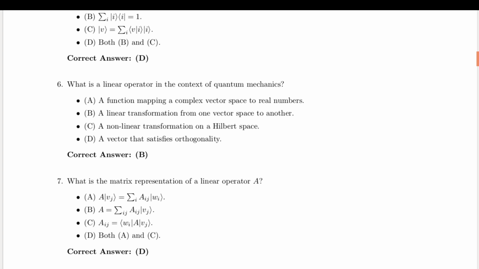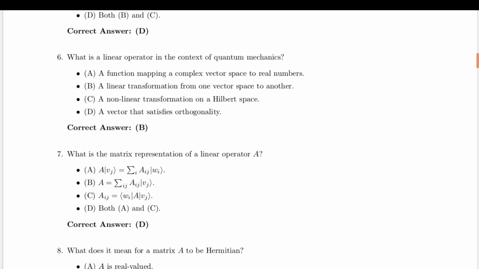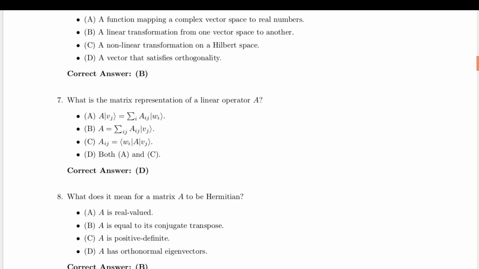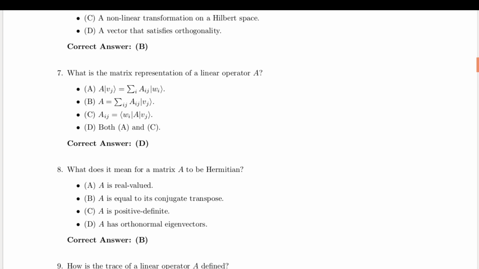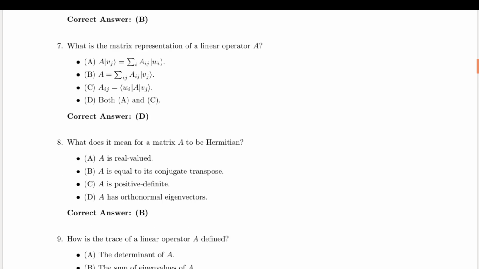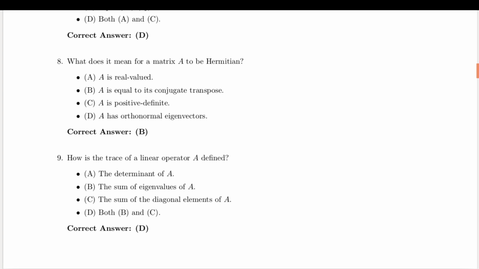Basis and completeness. Basis vectors span the space, meaning every quantum state can be written as a combination of these basis vectors. Next, we have linear operators, which act on these vectors to compute physical properties. Hermitian operators are used for observables, such as energy, and always give real results. Unitary operators describe time evolution while preserving the total probability.